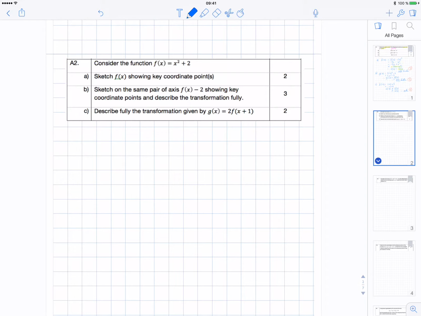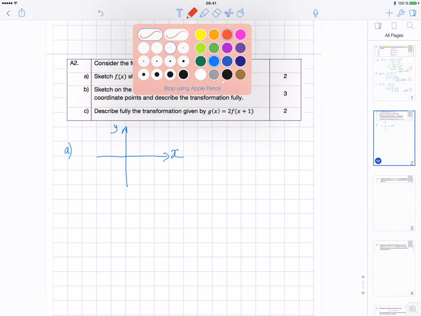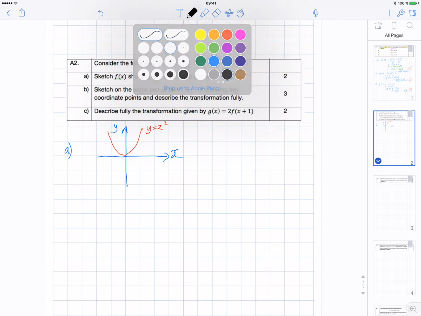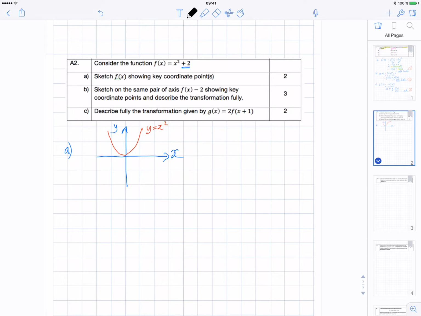Scary. Consider the function f of x equals x squared plus 2. Sketch it, showing key coordinate points. Well, you should know that this plus 2 is a translation of 2 units in the positive y direction. So I'm going to put my axes in. Now let me put in red what the x squared graph is. So that's y is equal to x squared. So what we've done is we've translated it by 2 units in the positive y direction.